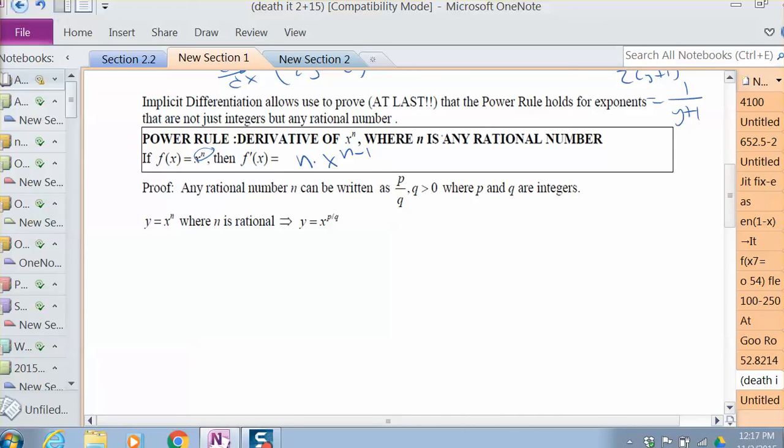Now, one thing that we could do to get this problem started is rewrite our problem in this manner. So think about what I just did. We have y equals x to the p over q power. Remember, we replaced n with p over q. And I can deliberately raise both sides to the q power.